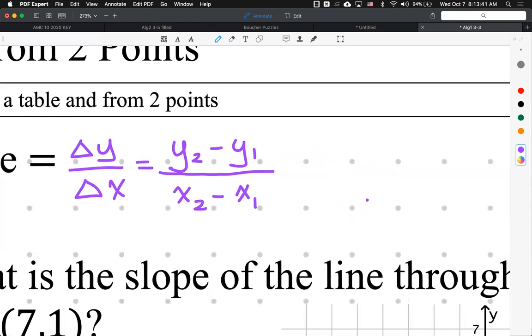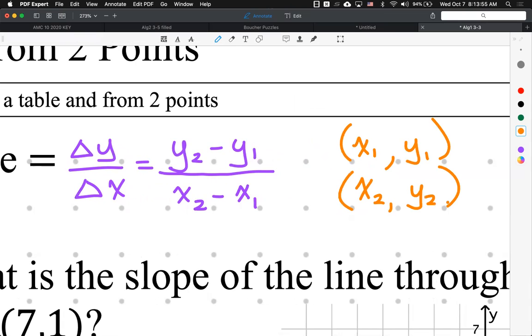Generally speaking, you'll have 2 points that you're talking about. So one of the points might be x1 comma y1, and maybe the second point, I'll call it x2 comma y2. That's what these variables mean. So y2 just means the y coordinate of the second point that I'm talking about. Again, this is your first point. This is your second point. So the sub 2 represents which one I'm talking about.